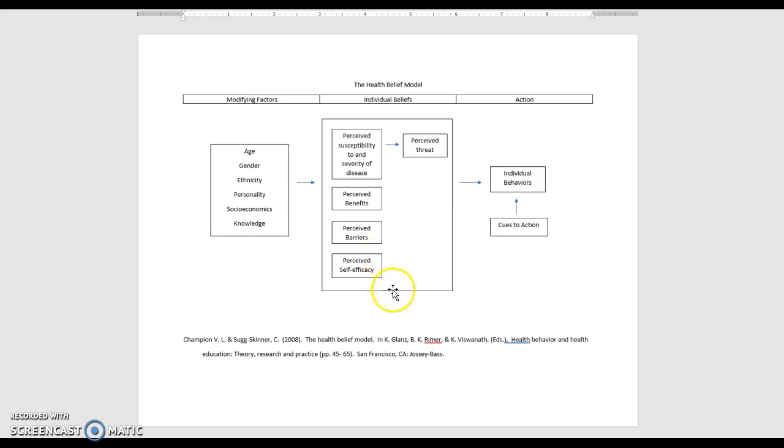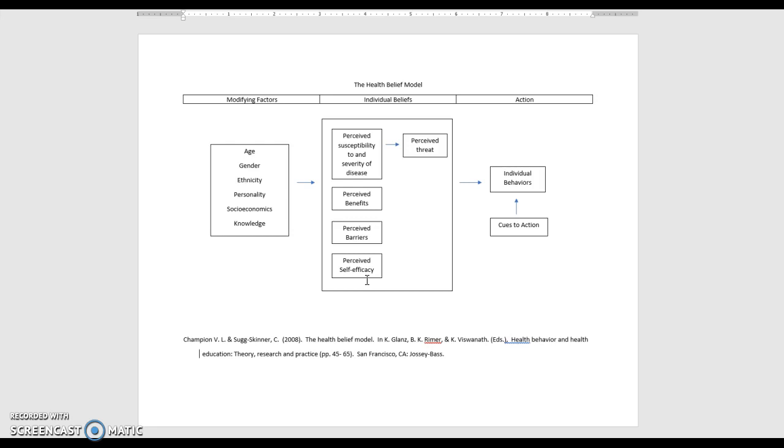So then when we talk about the perceived self-efficacy, this really comes into play as to how confident the person is in making a behavior change. Will they have the skills and the knowledge necessary to make the change happen? For example, let's talk about smoking cessation and a smoker's self-efficacy in changing their behavior to stop smoking.